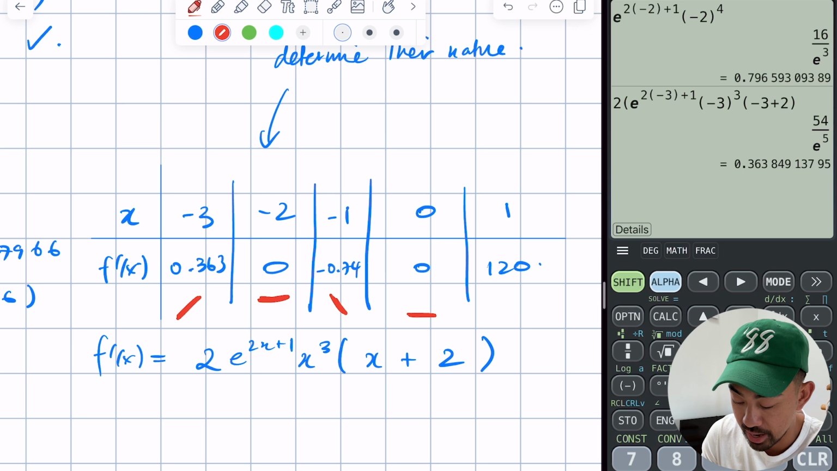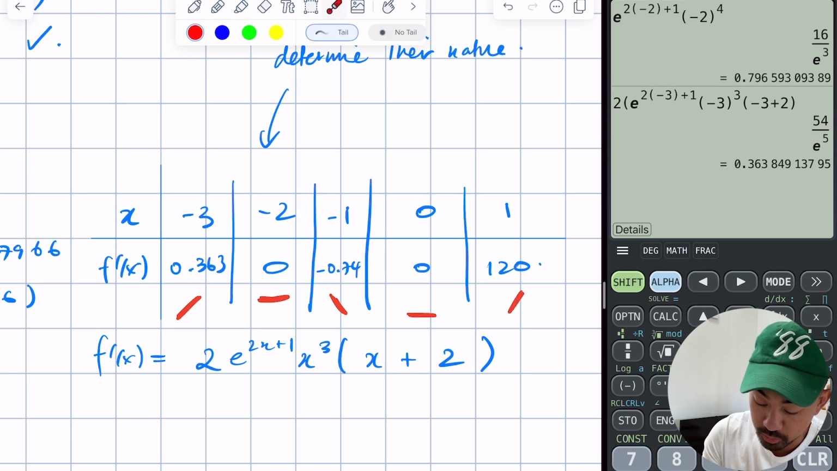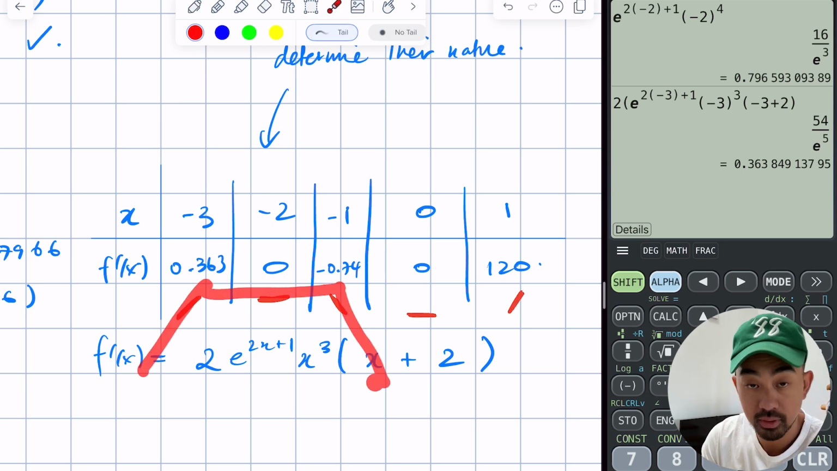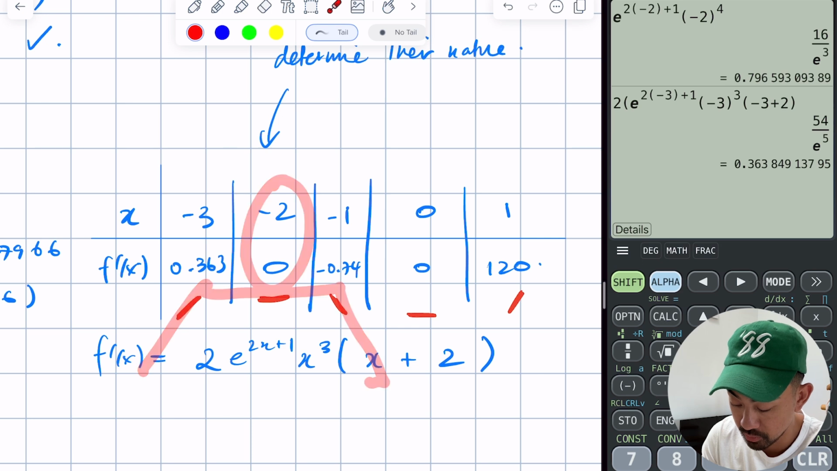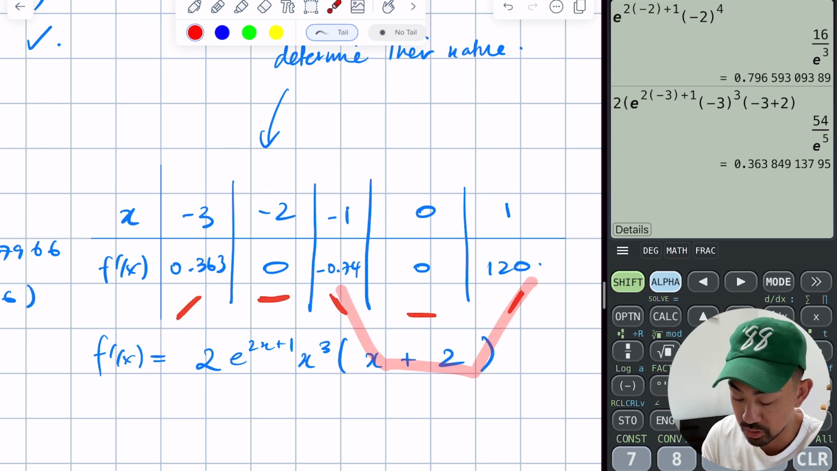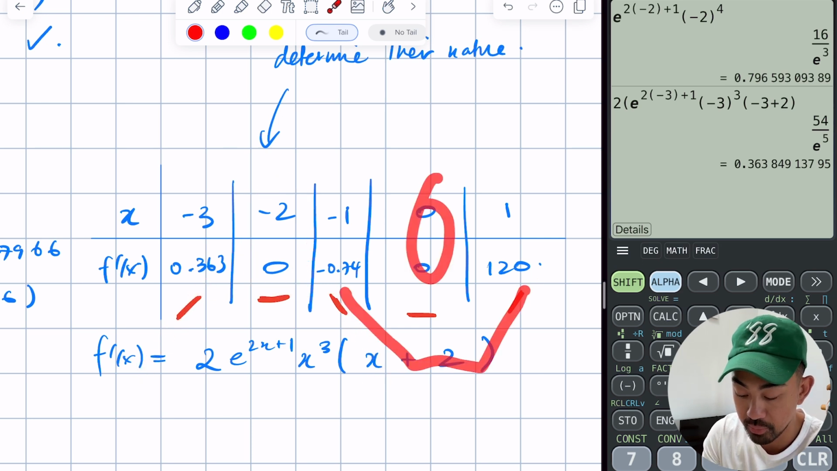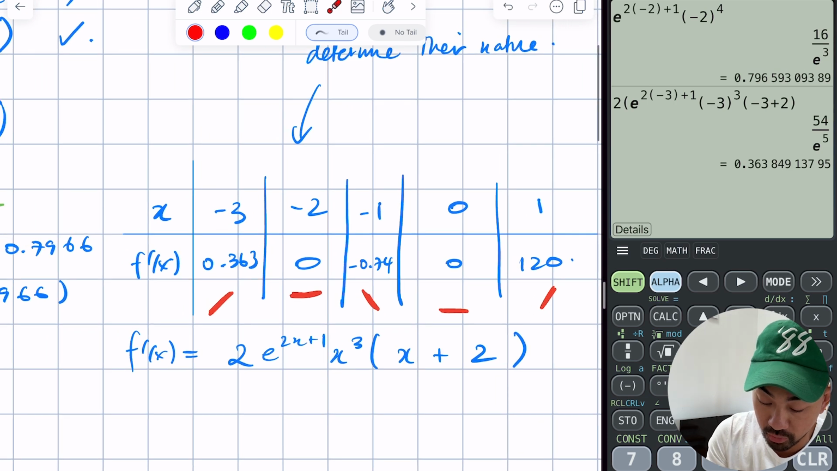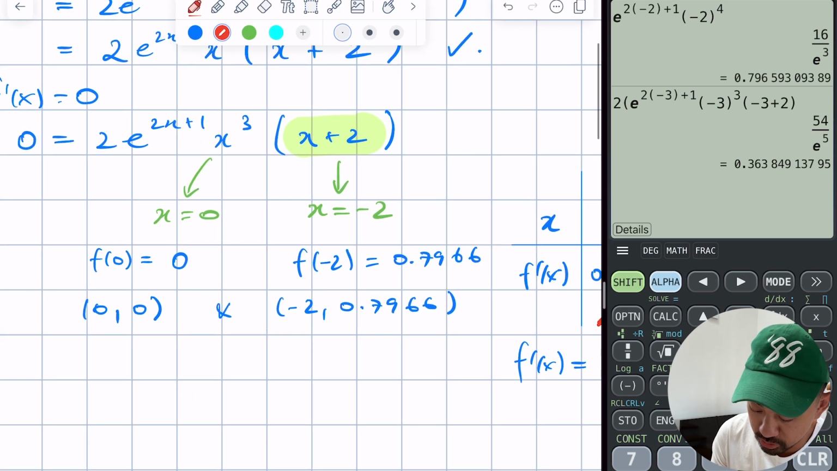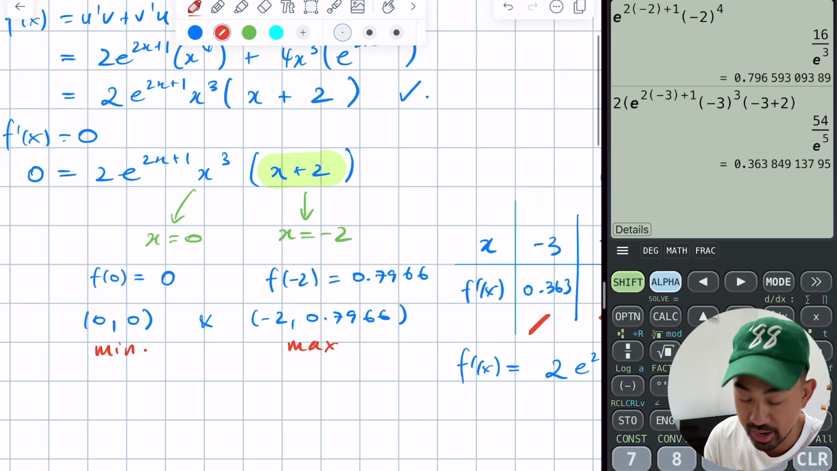Negative, flat, positive. And that tells me that this does that. So that's going to be a maximum, whereas this 0, 0 bottoms out. So this is going to be a minimum. So I can go back here and write what my values are. So this is a max and this is a min. So question A is done.